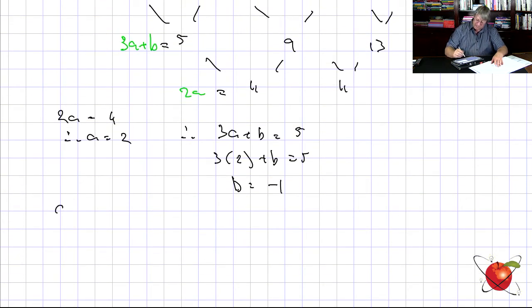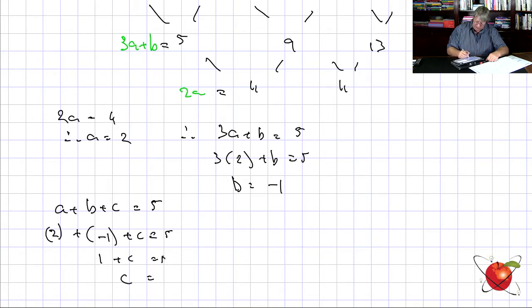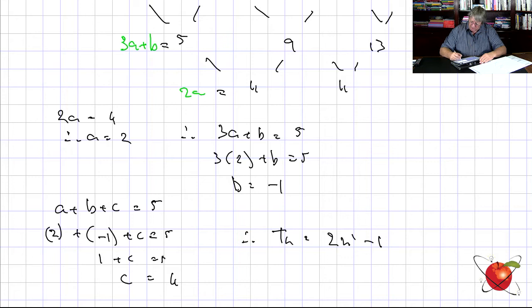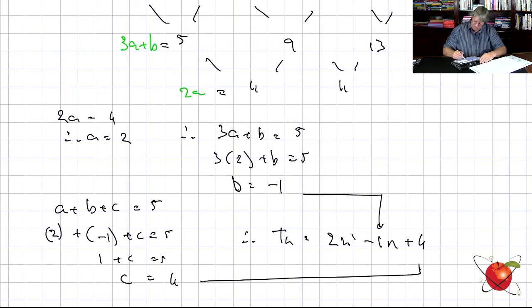And the last thing is I say my A plus B plus C must be equal to 5. And I put in A, 2, plus B is minus 1, plus C must be 5. And I get 2 minus 1 is 1 plus C is equal to 5. C is then going to be equal to 4. Therefore, my Tn is going to be equal to An squared, which is 2n squared plus minus 1n plus 4. There's the 4, there's the minus 1, and there is the 2.